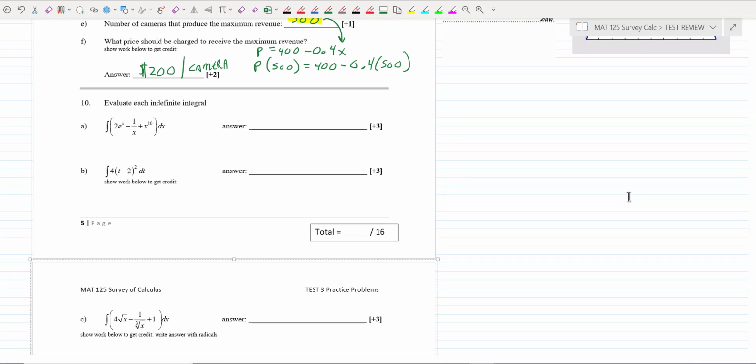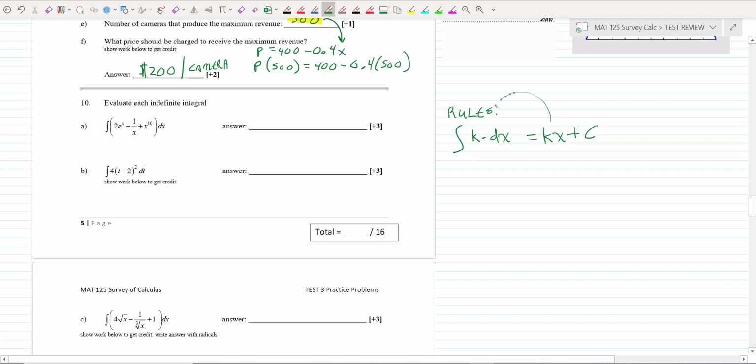All right, so these are just your basic antiderivatives. And you have a series of rules. We learned a series of rules. I'm just going to kind of review these things. So if you have an integral of just a constant times dx, that's kx plus c. Again, the derivative of kx is k. So that's how you can tell you're right.